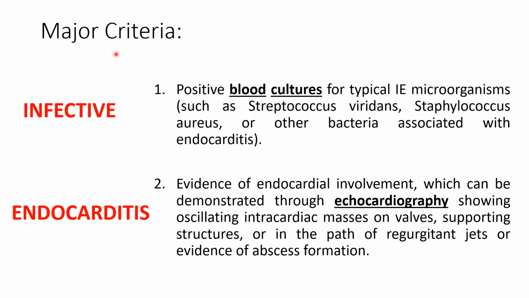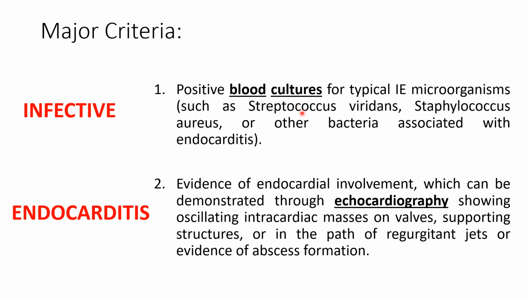Now, major criteria, we had two findings, right? One is the patient having a positive blood culture for Streptococcus viridans or Staph aureus, and another one would be involvement of the endocardium. As the name tells, it is infective endocarditis, so you have to prove that it is an infection. Whenever there's an infection, especially of the endocardium, you know it is in direct contact with the blood. So these organisms should be there in the blood also.